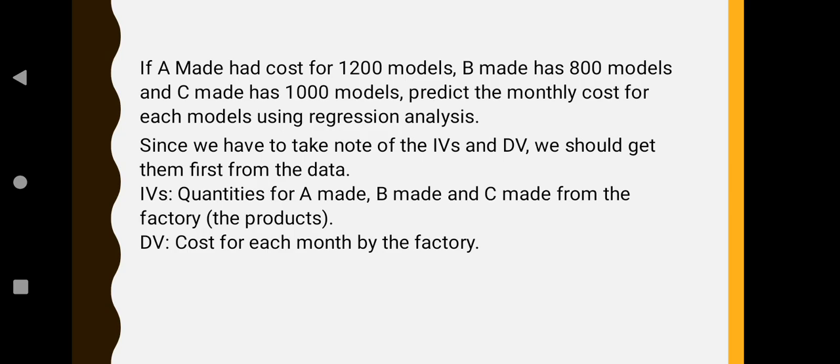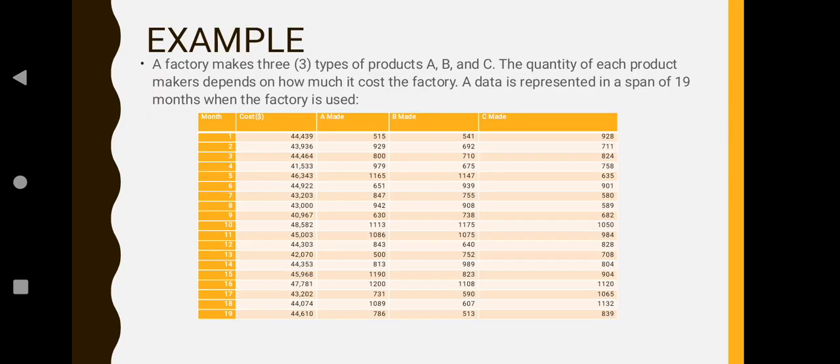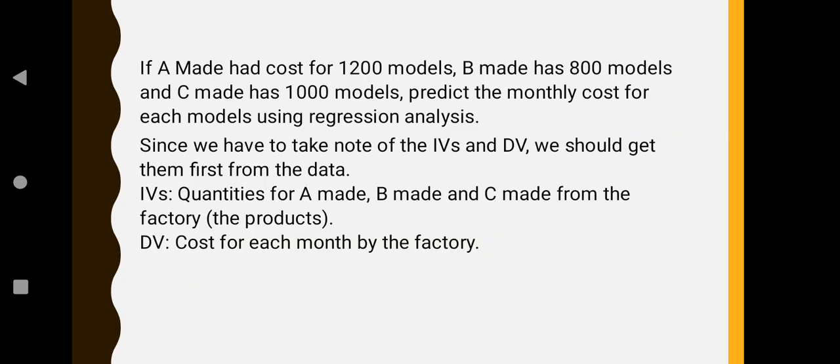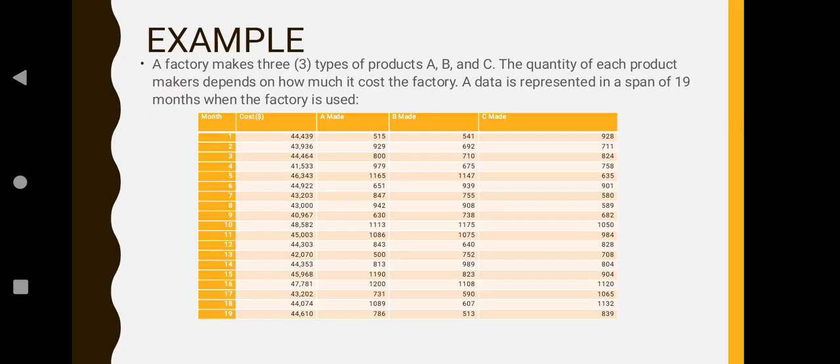So here's the solution. Since we have to take note of the independent variables and dependent variables, we should get them first from the data. So we have these independent variables, which are the quantities for A made, B made, and C made from the factory. Now, we have to discover what's the DV, or the dependent variable. So here is the cost for each month by the factory. Starting from the first month up to the 19th month, these are the costs on the left hand side.